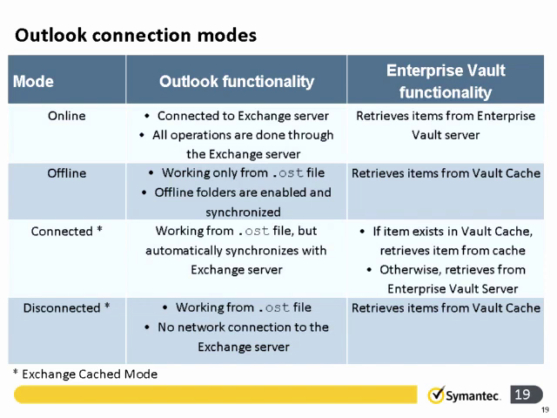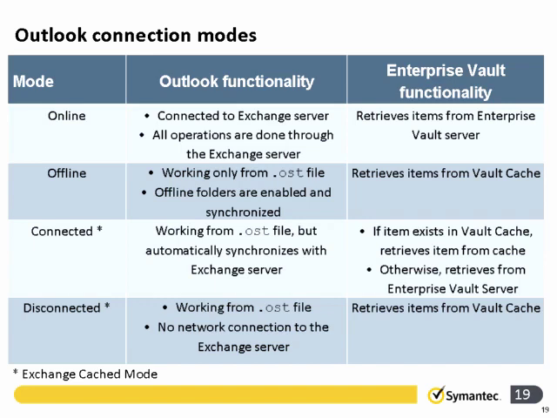The offline folders are enabled and have been synchronized. For the Enterprise Vault, typically when I'm in offline mode, the assumption is I don't have a reliable connection to the Exchange, which means I don't have a reliable connection to Enterprise Vault. Therefore, the Enterprise Vault items will be retrieved from the Vault Cache.